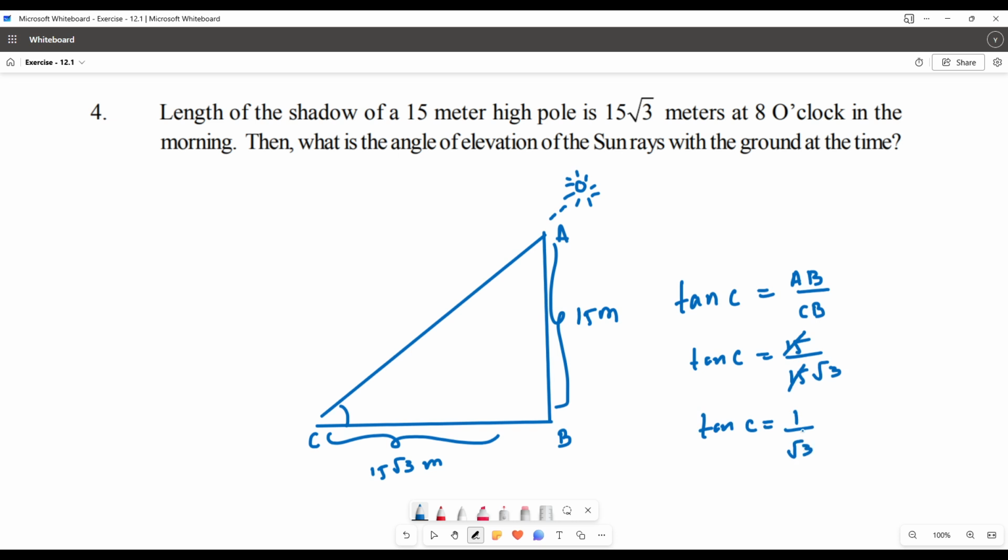So for which angle is tan equal to 1 by root 3? So tan 0 is 0, tan 30 equals 1 by root 3, tan 60 equals root 3, but we got 1 by root 3. Therefore C is equal to 30 degrees.